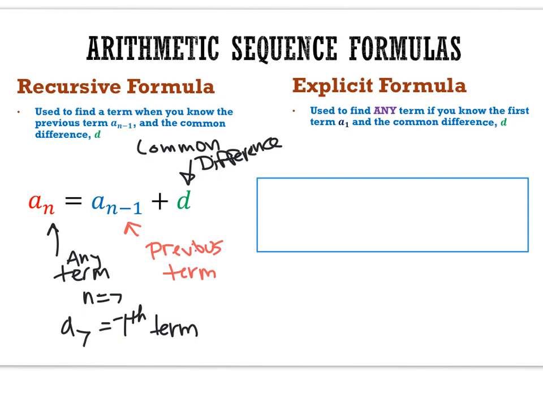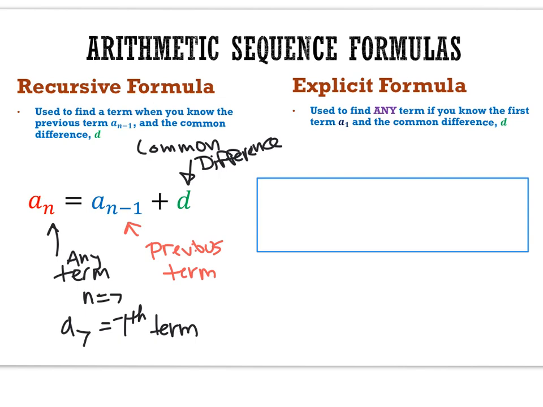Alright, so now we're going to move on to our explicit formula, which is similar to it, but the idea is that this allows us to find any term that we want, regardless of what came before it, as long as we know what the first term is and what the common difference is. The recursive formula at least helps me create a list. The explicit formula is going to help me find any term that I want.